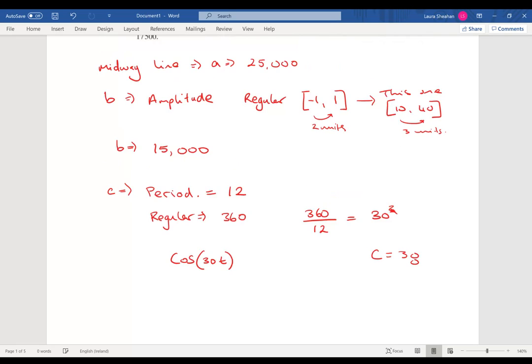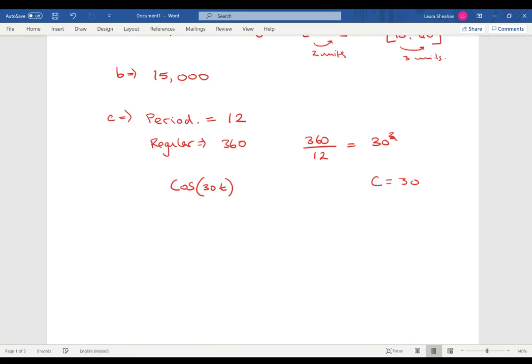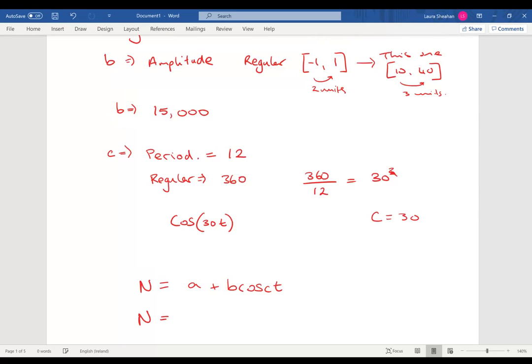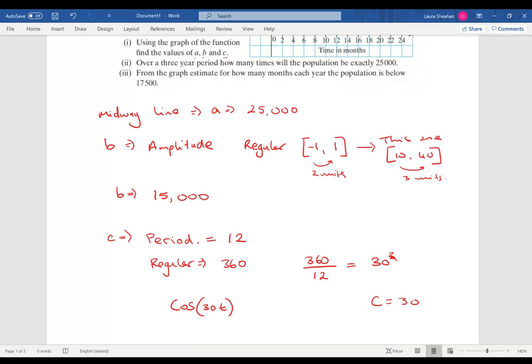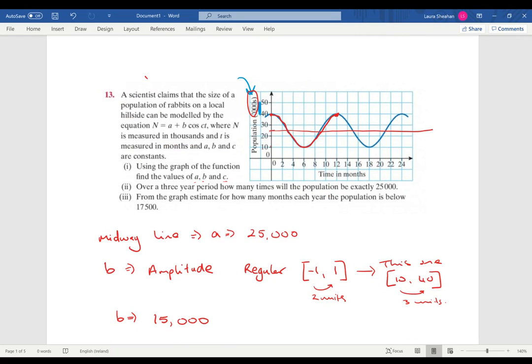If I was to write this down, I have n is equal to a plus b cos ct. So this should be n is equal to, what did I say, 25,000 plus 15,000 cos 30t. That's the actual equation of this graph. And that's important because we do need to be able to find the equation of the graphs.